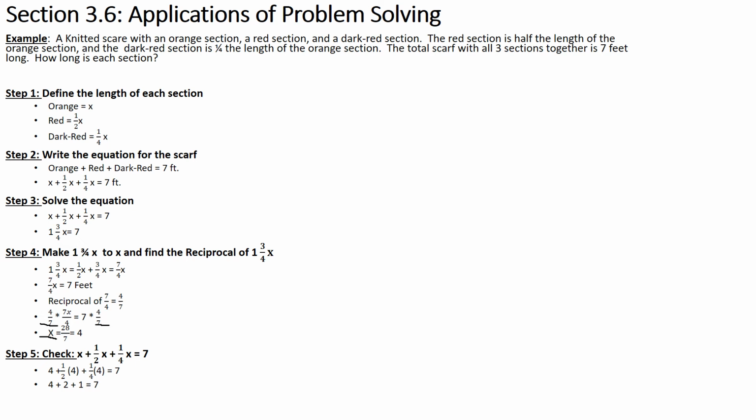Or I would say 4 sevenths times 7x over 4 is x. And then 7 times 4 times 4 over 7 is 28 over 7, which is 4. So my x is 4, which means if that's 4 for orange, the red is half of it, which is half of 4 is 2. And then dark red is 1/4 x, and 1/4 of 4 is 1. 4 plus 2 is 6 plus 1 is 7. So we have solved our problem.